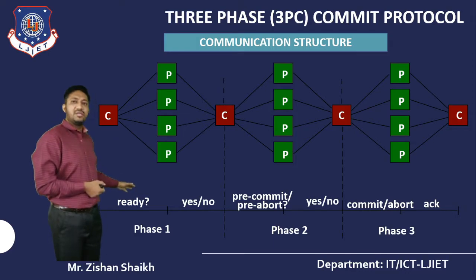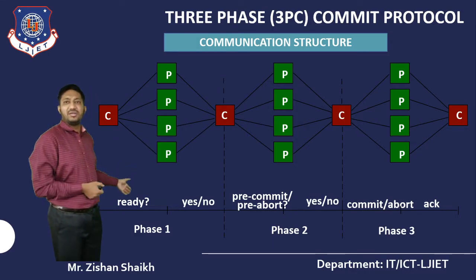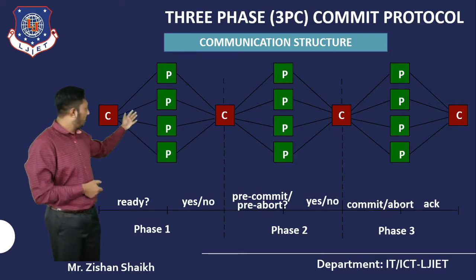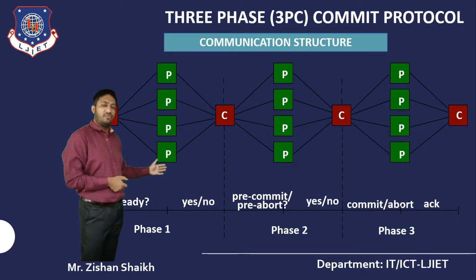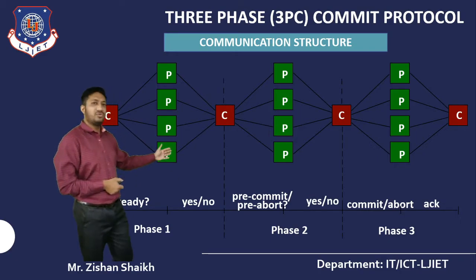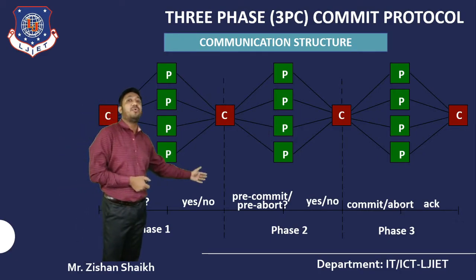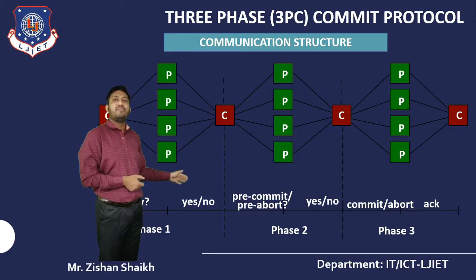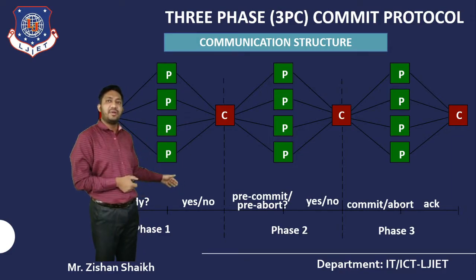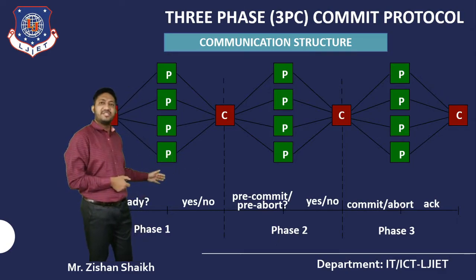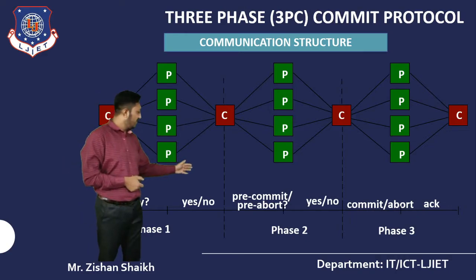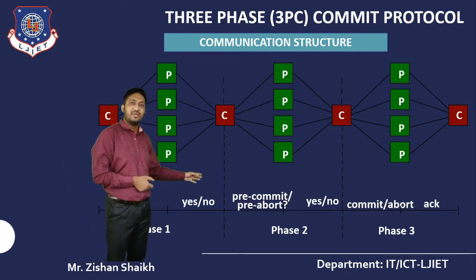What are the phases here? Phase 1 is all about the ready state. If the coordinator is ready, it sends the prepare message. If the participants are ready to work, they say yes with a positive response. If they say no, then they send the abort. Next is all about the pre-commit and pre-abort state. After receiving a positive message from the participants, our coordinator sends a pre-commit message. If the coordinator receives any abort message, then it will send a pre-abort message.